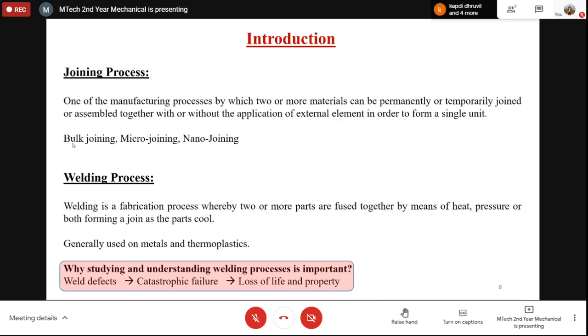So, to start with, the introduction to the joining processes. Joining requires only two parts which we can join together in any specific, desired, required way. As the definition written here says, joining is one of the manufacturing processes among the several manufacturing processes.